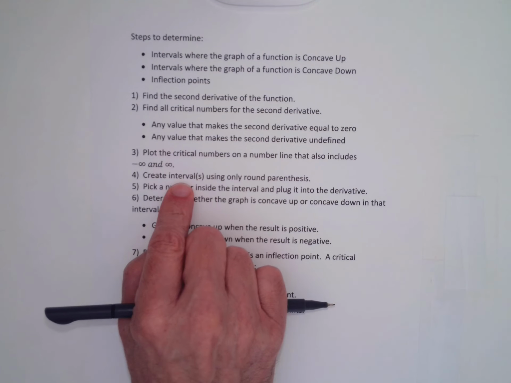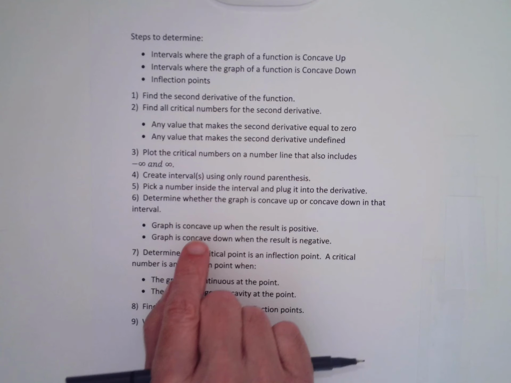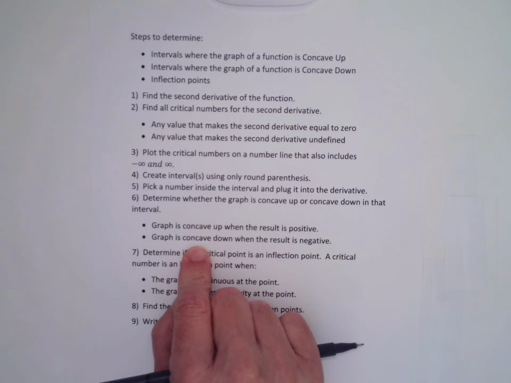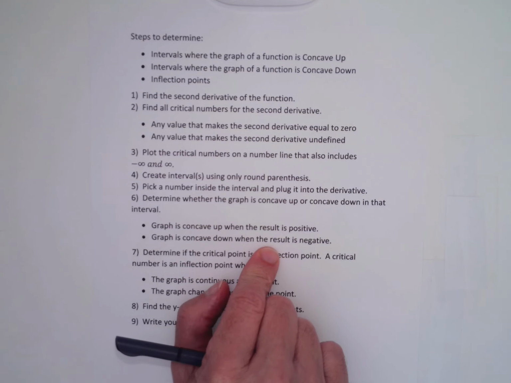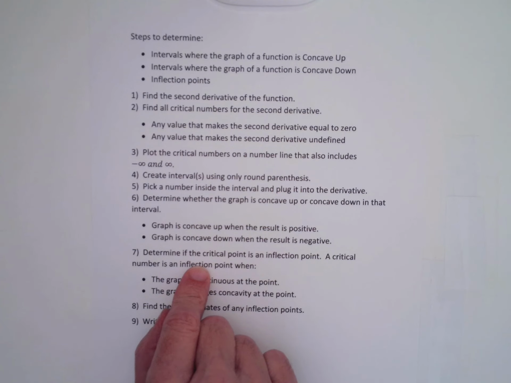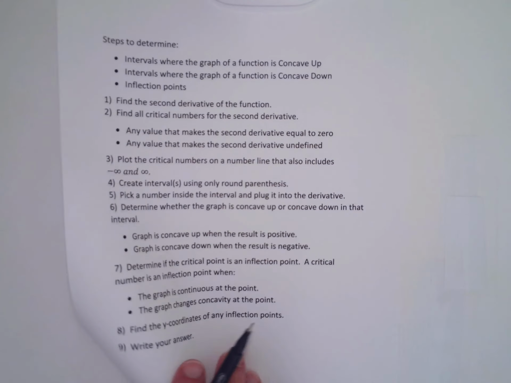Create my intervals. I do test numbers. After I plug the test number in, I look at the sign. If I get a positive sign, the graph is concave up in that interval. If I get a negative number, the graph is concave down in that interval. And I determine if the critical point is an inflection point. A critical point is an inflection point if it changes concavity and it's continuous at the point. And if I have an inflection point, the algebra only gives me an x. I'll need to get the y.